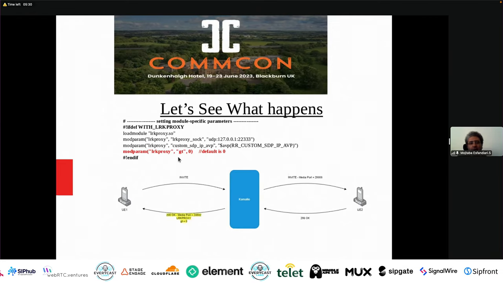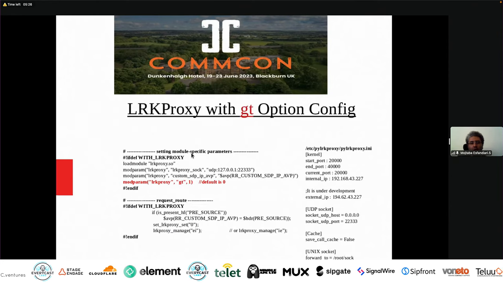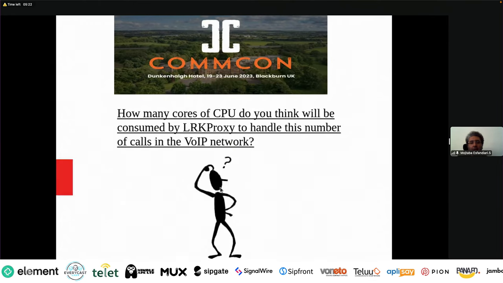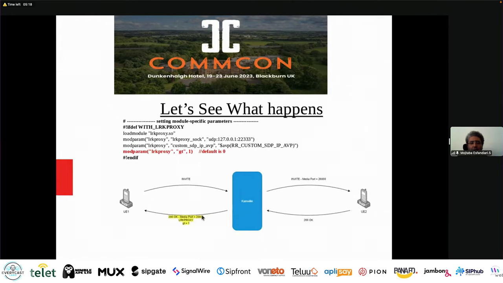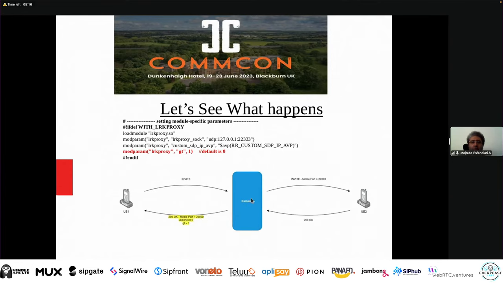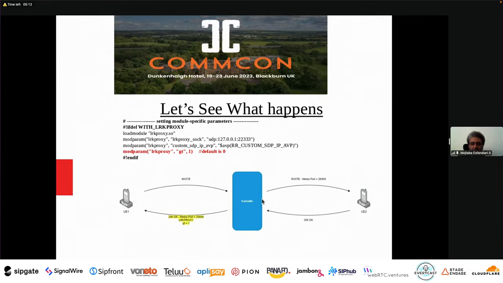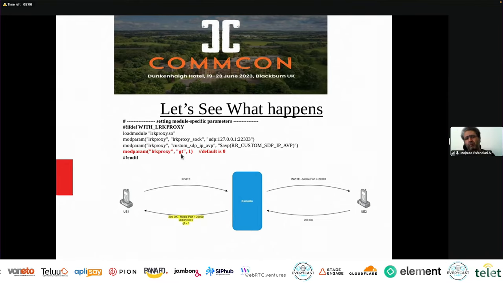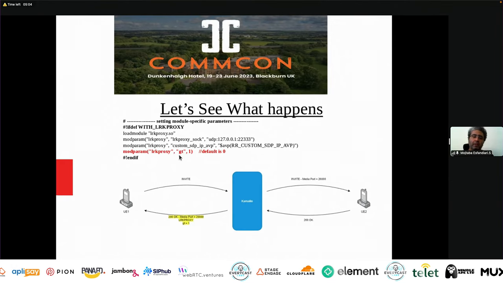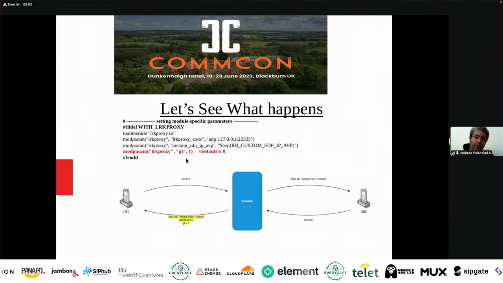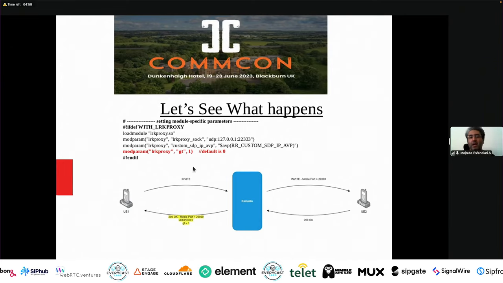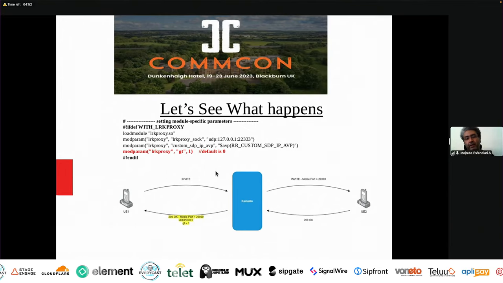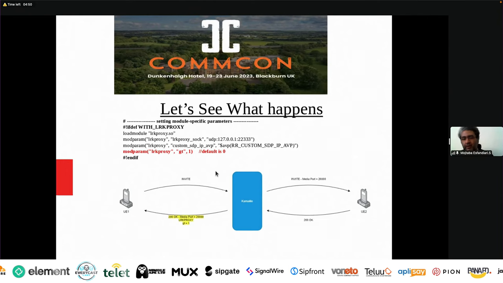If we set the GT option here to 1, as you can see here, LRKProxy uses the same ports for a session. It could be a useful option when you have high traffic in your network or are using LRKProxy in a transit IMS gateway for delivering a huge traffic from one leg to another leg.